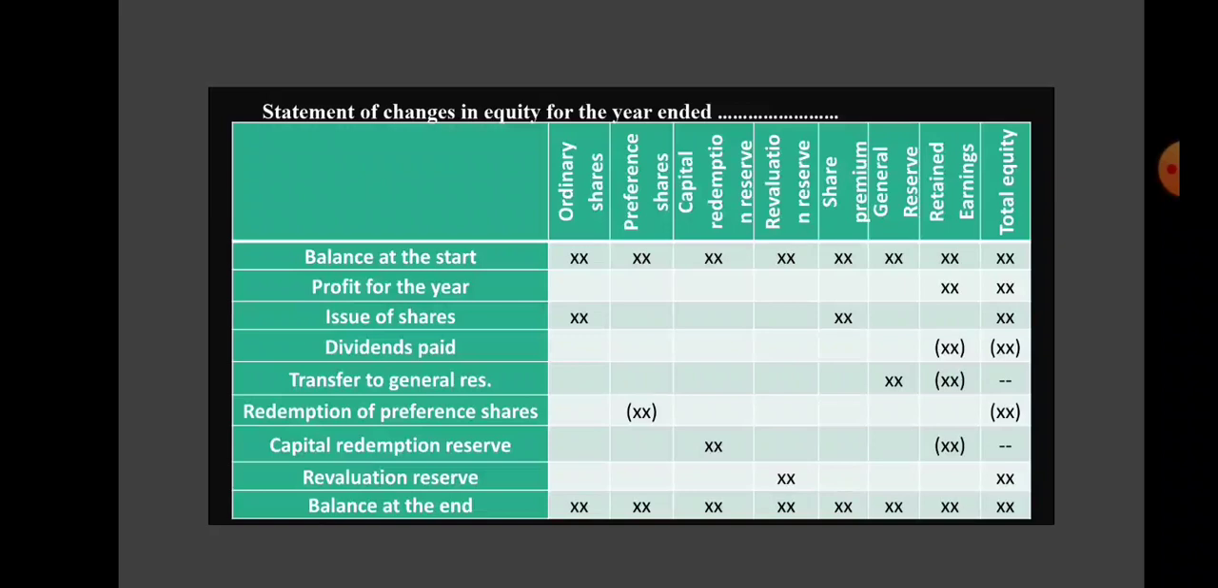So say for example, we are transferring from profits to general reserve. The profits would reduce and general reserve would increase. And also when we pay the dividends to the shareholders, it should be deducted from the profits. So in short, in this statement we will be studying about the changes to the capital and reserves. But this will be studied more in detail in your second topic.